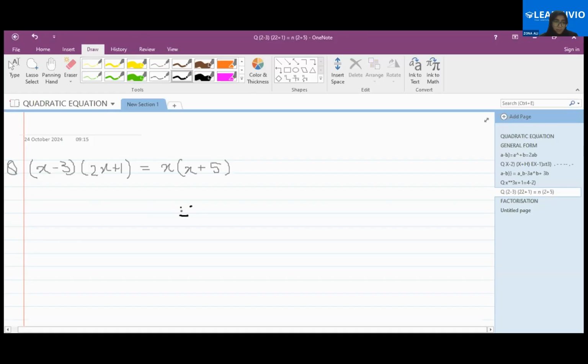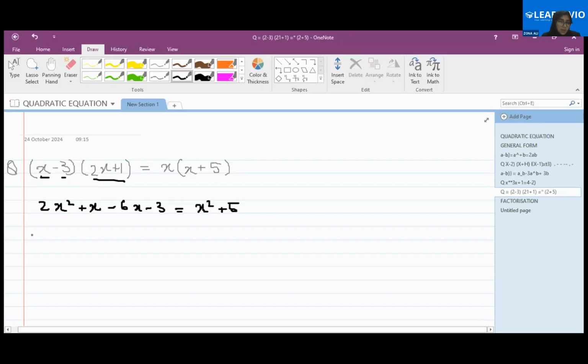It is a quadratic equation. Yes, it is a quadratic equation. Let's check it. So if you multiply these two, the x into 2x plus 1 will give you 2x square plus x, and then minus 3 multiplied by 2x will give you minus 6x minus 3 is equal to x into x will give you x square plus 5x.